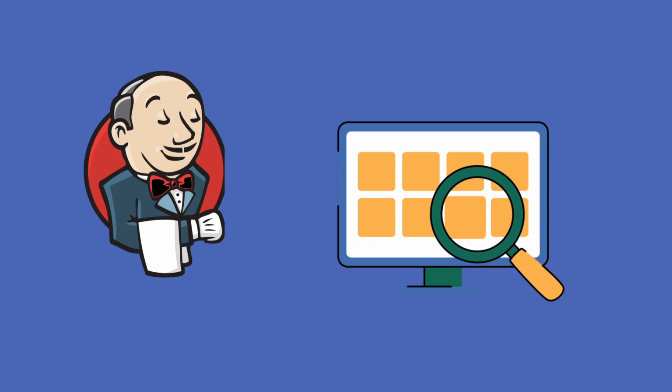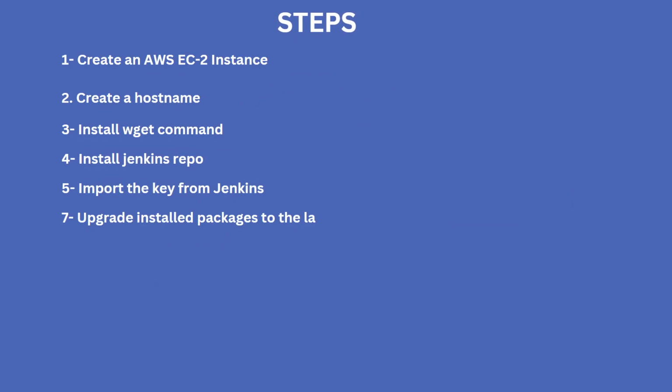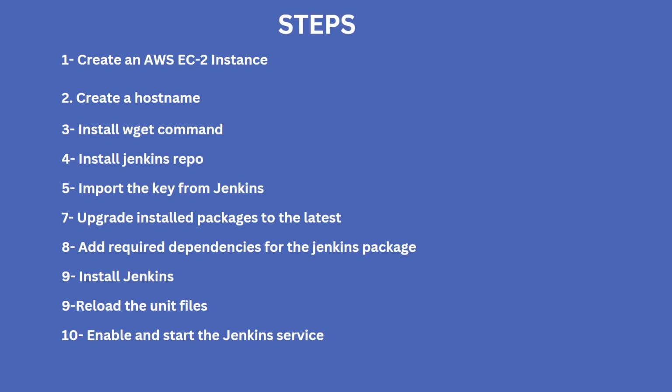In this video, I'm going to show you how to install Jenkins on your AWS EC2 instance. Alright guys, this video will proceed in various simple steps, and the steps include: first of all, we'll have to create an AWS EC2 instance. Next, we'll create a hostname, install wget command, install Jenkins repository, and next we will import the key from Jenkins, and then we'll upgrade the installed packages to the latest, add required dependencies for the Jenkins package, install Jenkins, reload the unit files, enable and start Jenkins service.